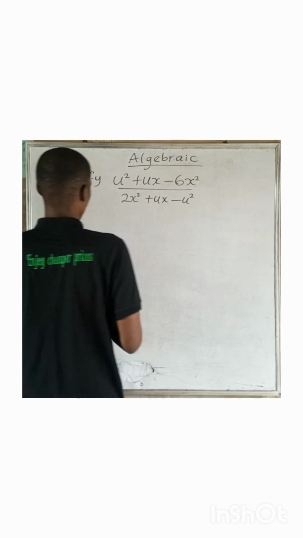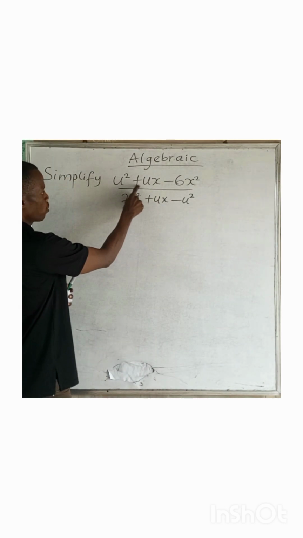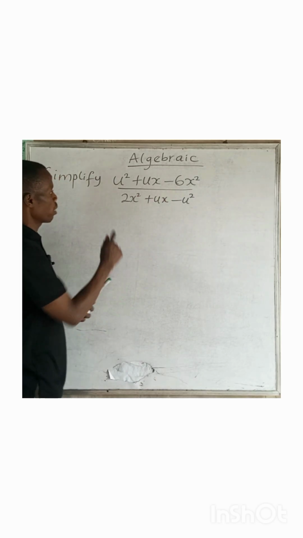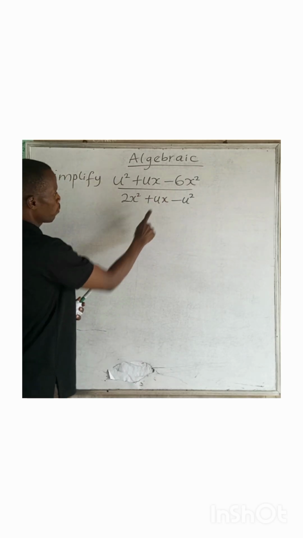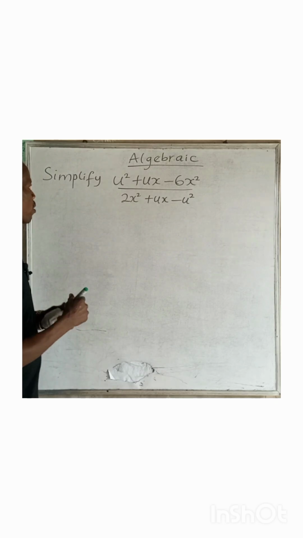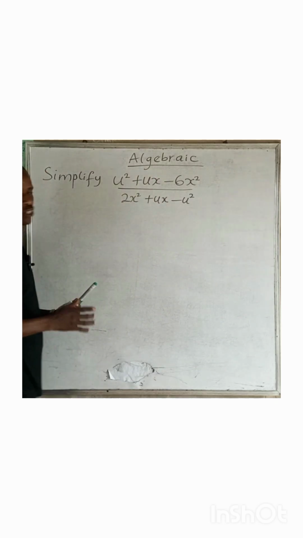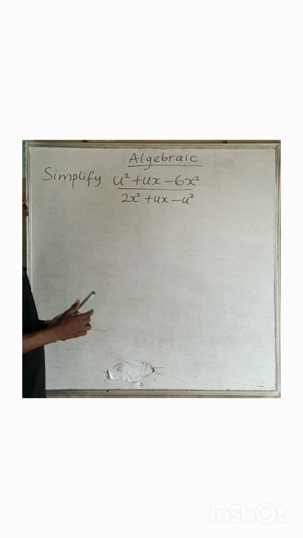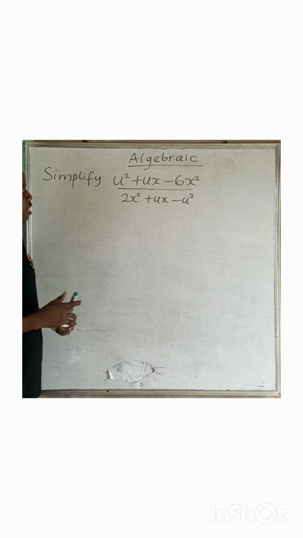Thank you. Simplify u squared plus ux minus 6x squared, everything over 2x squared plus ux minus u squared. Of course, we need to factorize the numerator and also the denominator to simplify it completely. I want you to listen and concentrate like a driver driving a motor car.